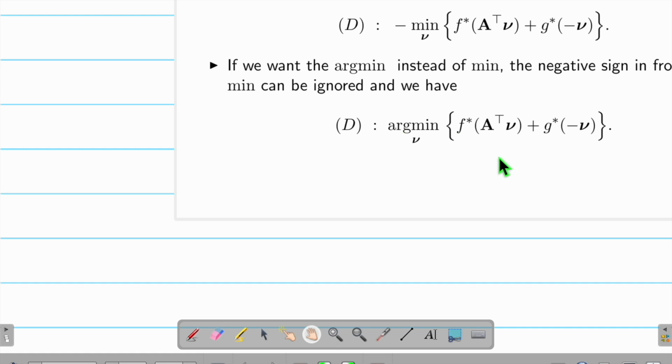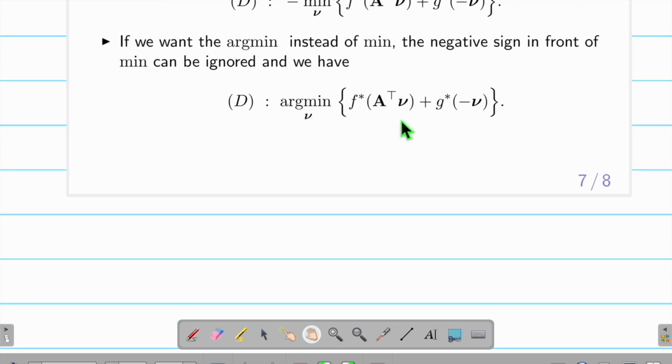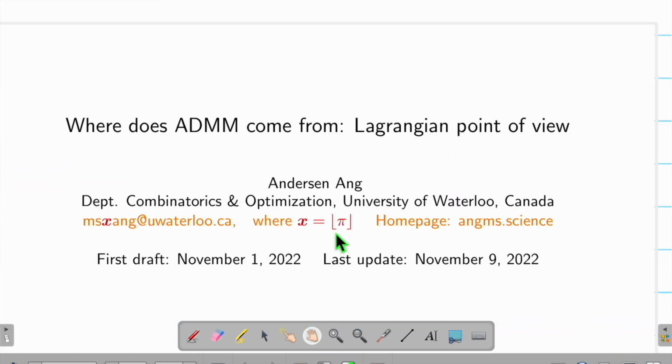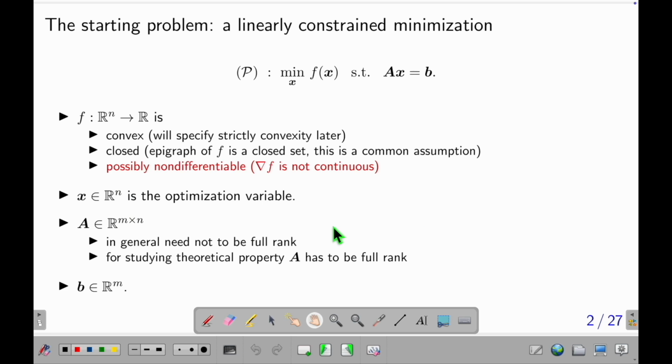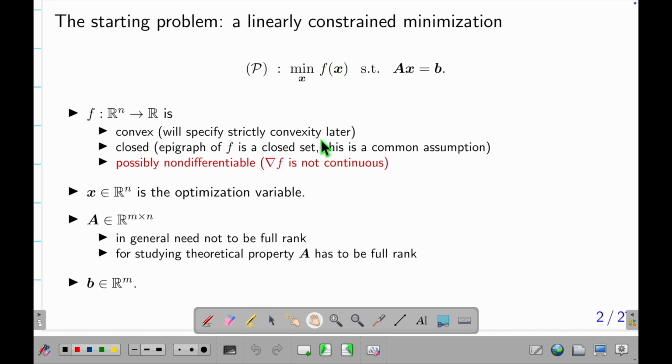What about the dual? Gradient descent on the dual. And this becomes something called ADMM. So a simple form is something like this: min f subject to Ax equal b. Okay. What makes this funny? F can be non-differentiable. So we have to do proximal operator.